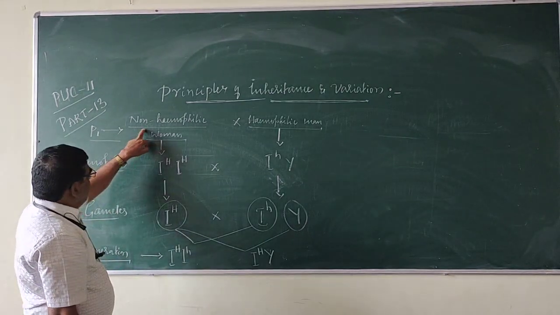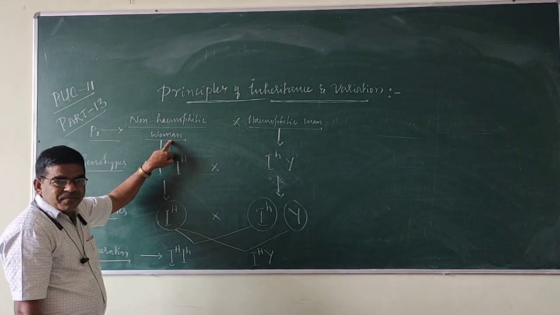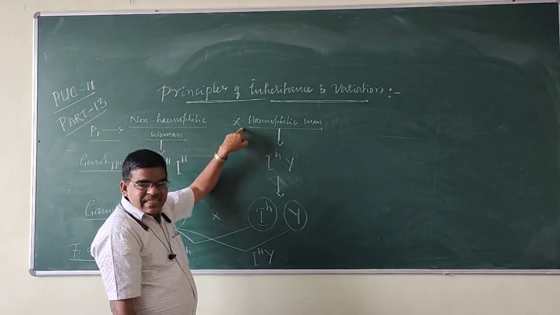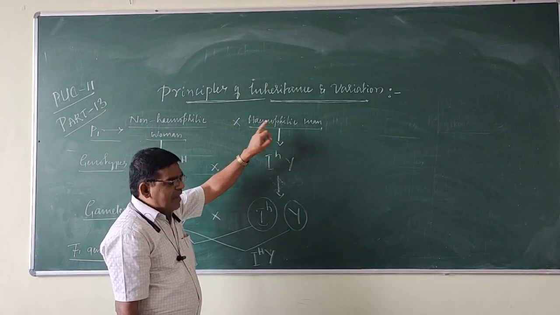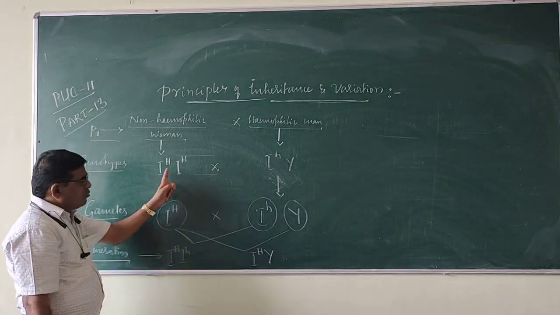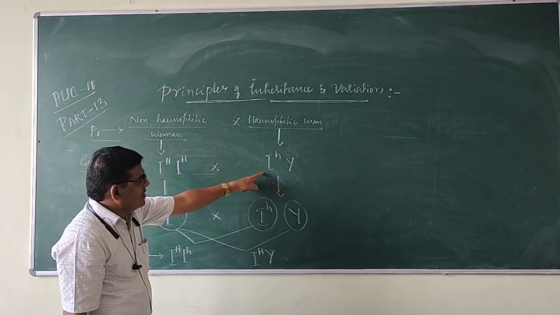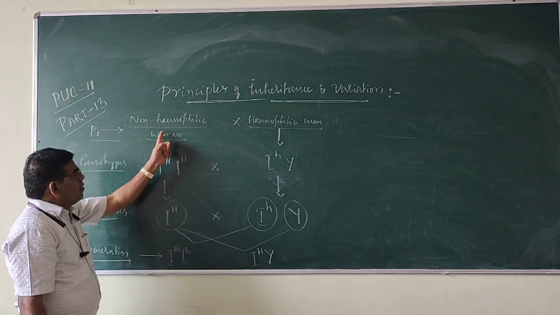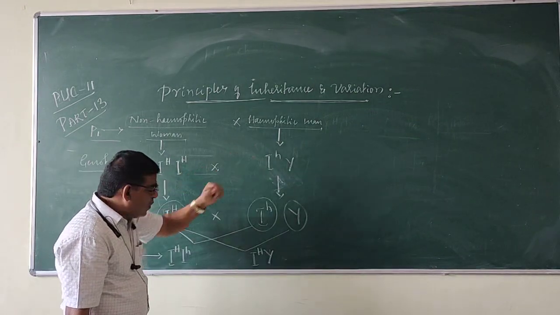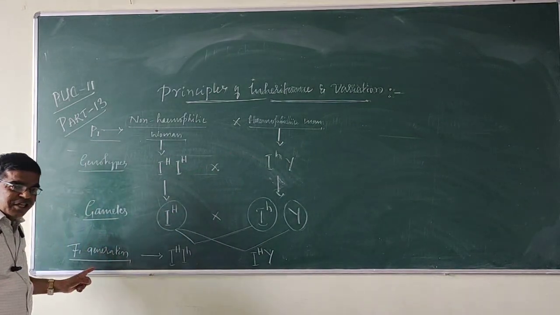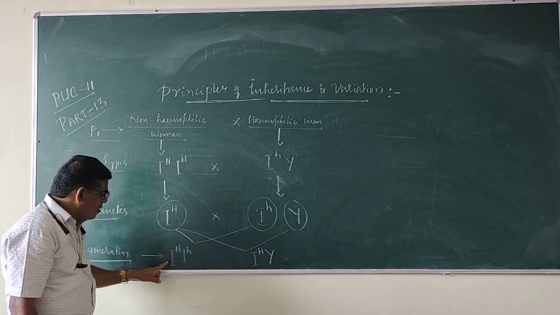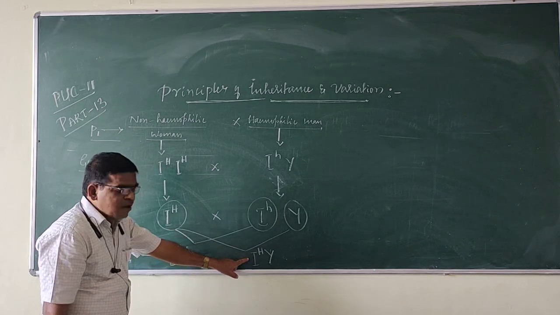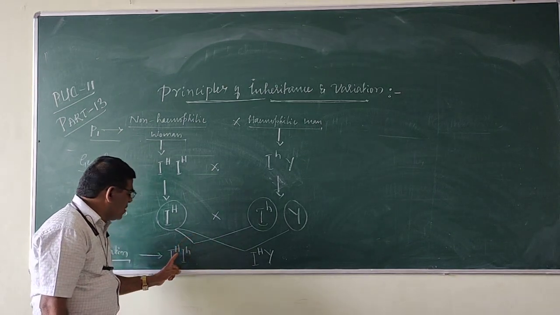See, when a non-hemophilic woman is married with a hemophilic man, the genotypes: dominant, and recessive hemophilic, the gametes, F1 generation. In the F1 generation, all the offsprings are normal.